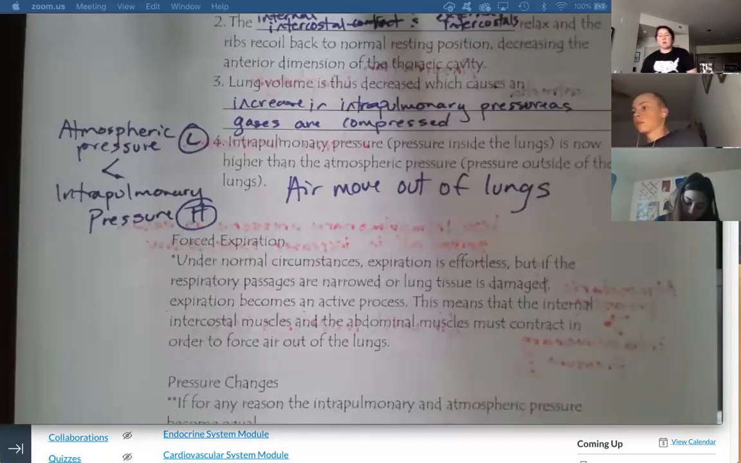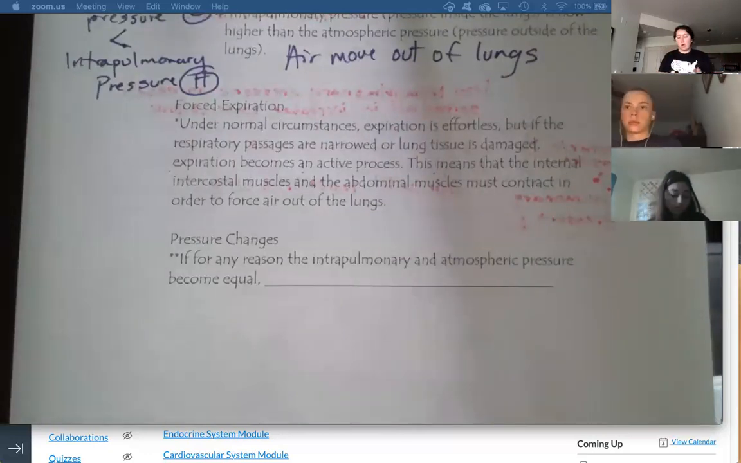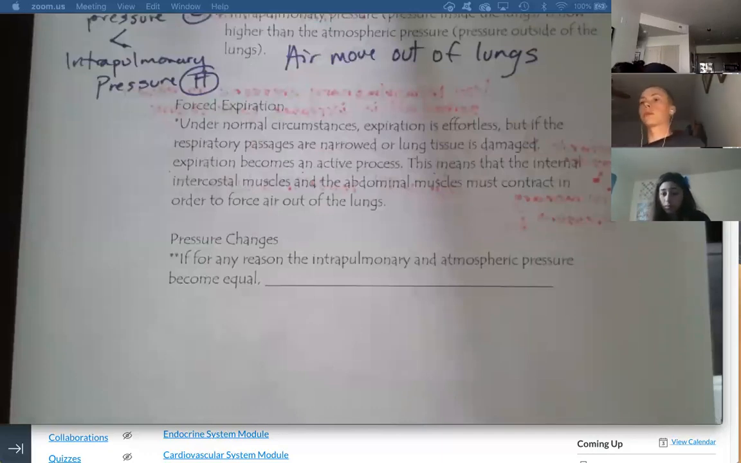The last thing on here: if there's any reason, and there's a variety of things that can cause this, where the intrapulmonary pressure and the atmospheric pressure become equal, it will cause your lung to collapse.